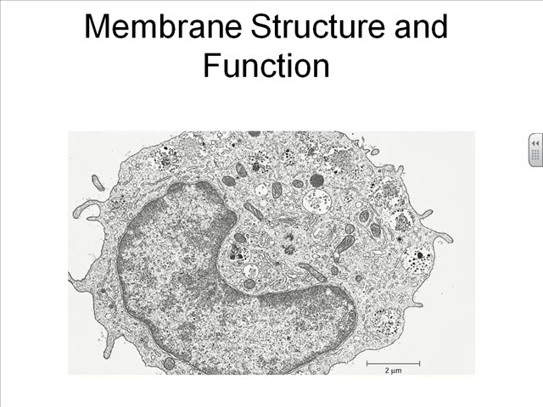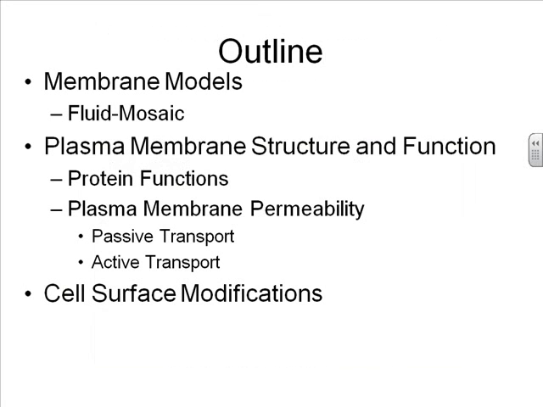We want to begin our study of the membrane of the cell, talk about the structure of the membrane and its function. We're going to look at the current model, which is referred to as the fluid mosaic model, and we'll talk in detail about the parts of the plasma membrane, the proteins found within it, the permeability of the membrane, and then some modifications we may have to the membrane.